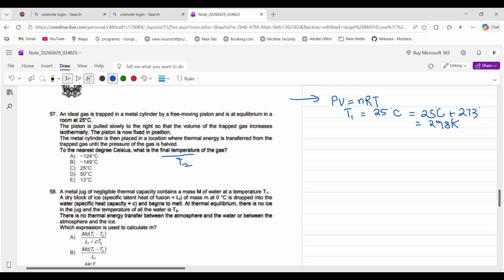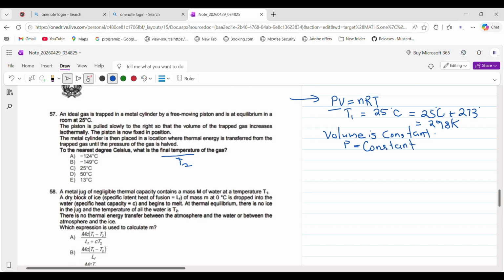Okay, so now the piston is fixed, which means volume is constant. Volume is constant because the piston is fixed. So from here, volume is fixed, so I should not write volume here now, because volume is constant. So P is equal to nR times T, and n and R, these both are basically constant terms, right?